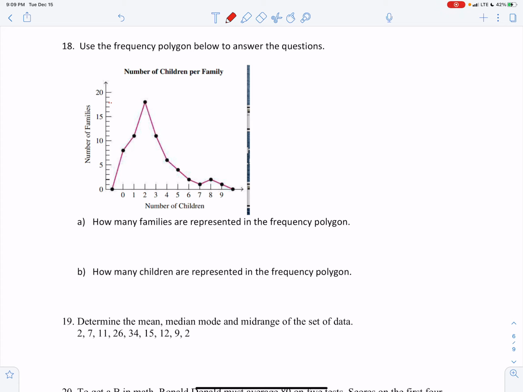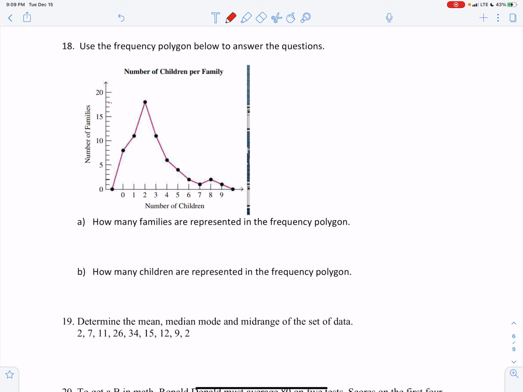Final exam review, part 4, statistics, for 18. Use the frequency polygon below to answer the questions. For A, how many families are represented in the frequency polygon?